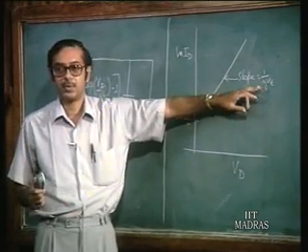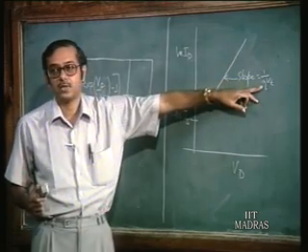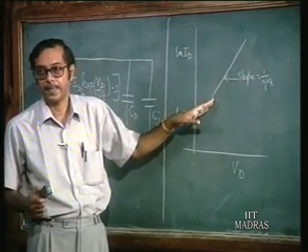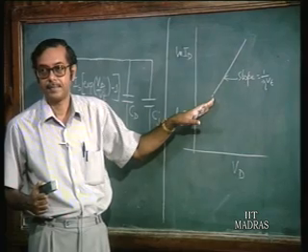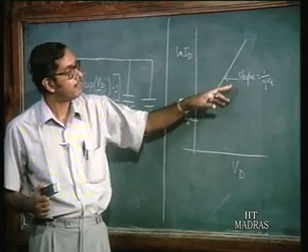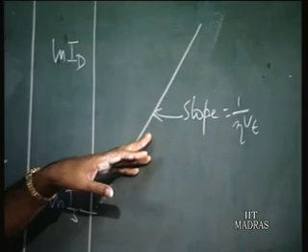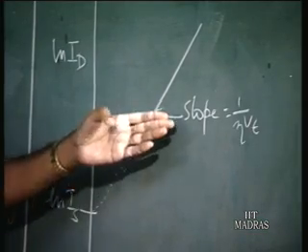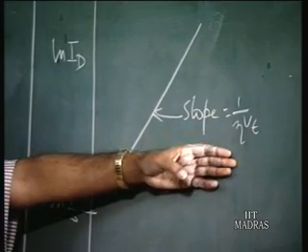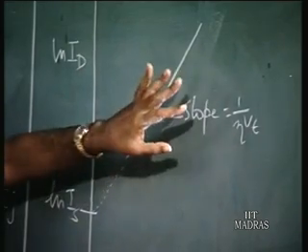So, suppose if eta is equal to 1, then the slope will be 1 by Vt. If eta is 2, the slope is going to be 1 by twice Vt. So, this is done experimentally.